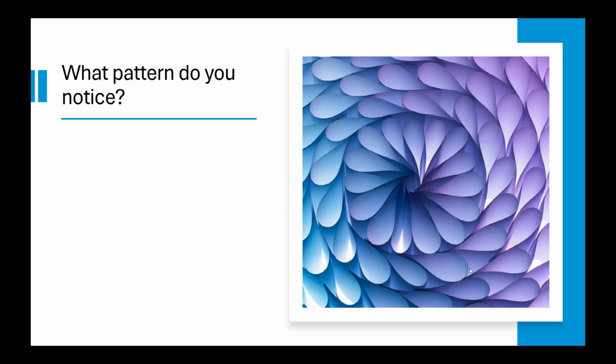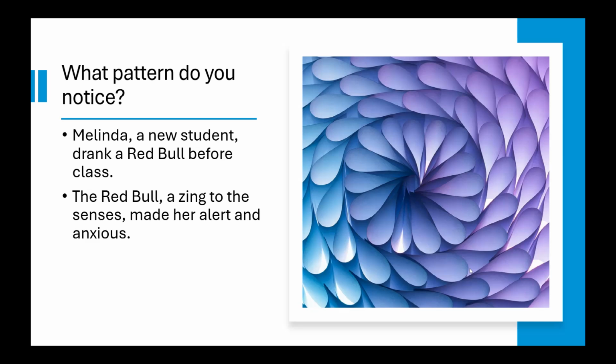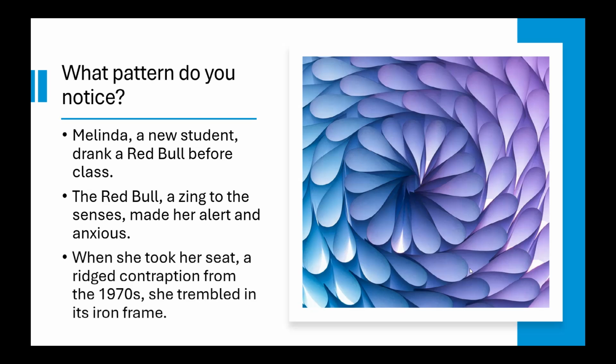Instead of giving you the definition for appositives, I would like you to be able to generate that definition based on examples. So here's some examples. See if you can tell a pattern. Melinda, a new student, drank Red Bull before class. The Red Bull, a zing to the senses, made her alert and anxious. When she took her seat, a rigid contraption from the 1970s, she trembled in its iron frame.